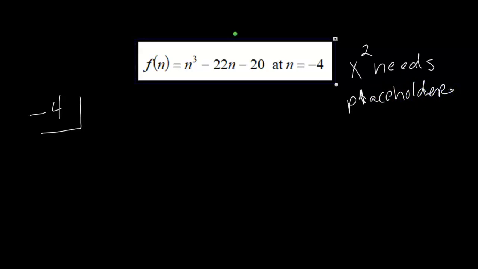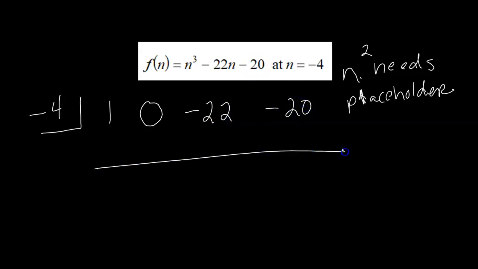So we have n cubed. Actually, for this problem, it's n squared, isn't it? Okay, so it needs a placeholder. We have our n cubed, coefficient is 1. We do not have an n squared, so we're going to put a 0 there. N to the first power is -22, and then our constant, -20. And then you're ready to go.